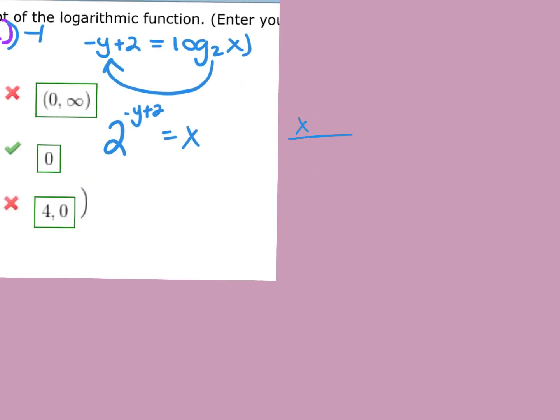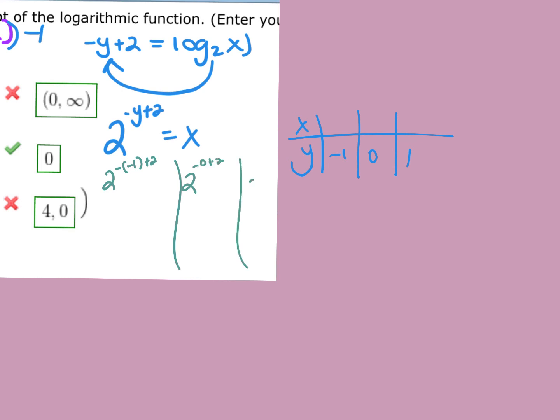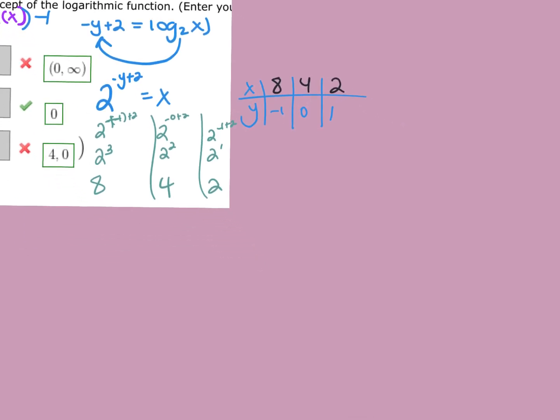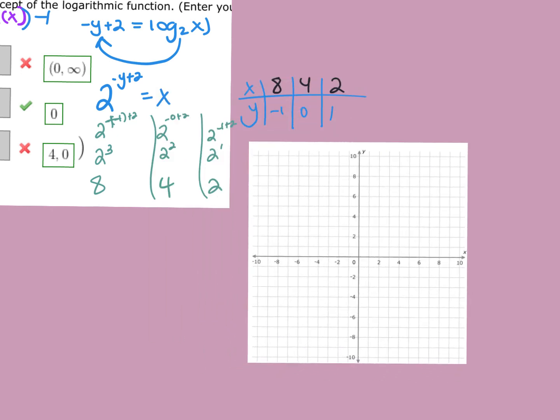Then I plug in for the y. So 2 to the negative, negative 1 plus 2. 2 to the negative 0 plus 2. And 2 to the negative 1 plus 2. This becomes positive. So this is 2 to the third, which is 8. This would be 2 to the second, which is 4. And this is 2 to the first, which is 2. So then when you go graph it, I get 8, negative 1; 4, 0; and 2, 1.